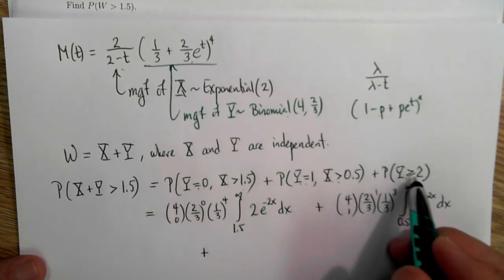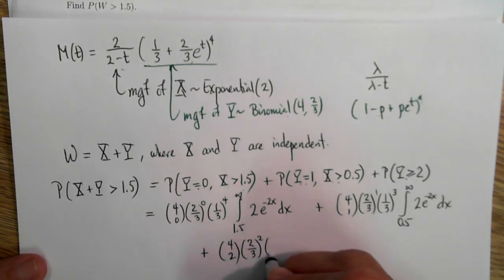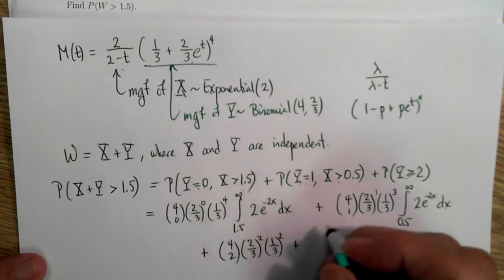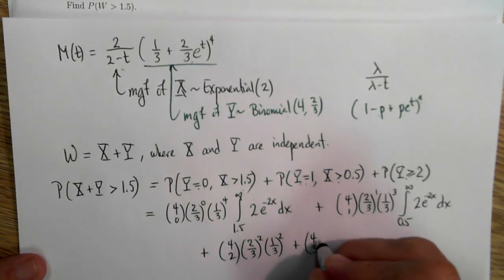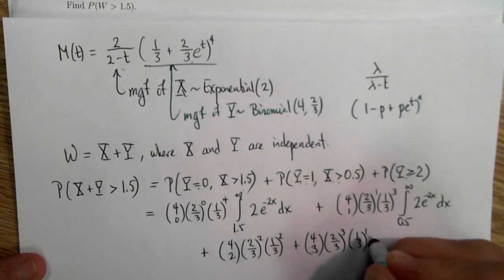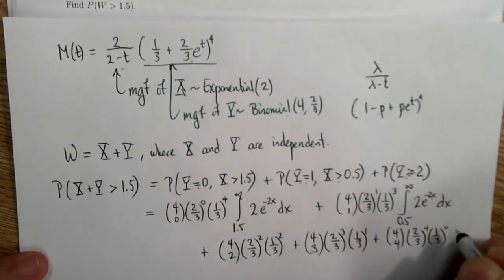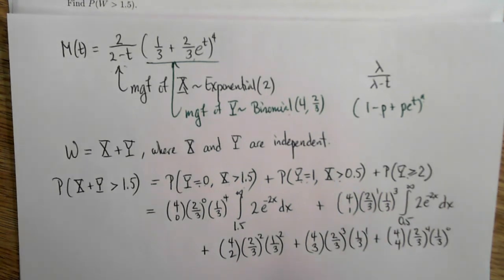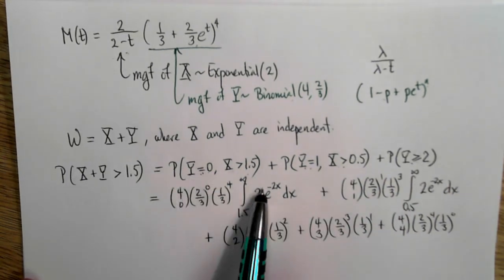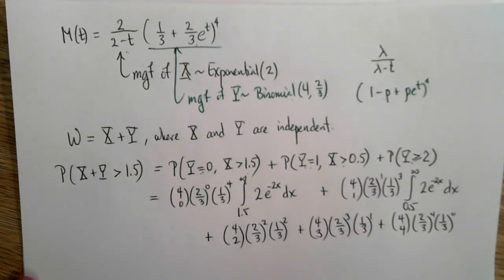Then the last possibility is that y is greater than or equal to 2. So that'd be 4 choose 2, (2/3) to the second, times (1/3) to the second. Second possibility would be 4 choose 3, (2/3) to the third, (1/3) to the first. Last possibility is 4 choose 4, (2/3) to the fourth, (1/3) to the 0. So those are the possibilities corresponding to y equals 0. That's the first part. Y equals 1, that's the second part. Y greater than or equal to 2 would be the sum of these three terms.